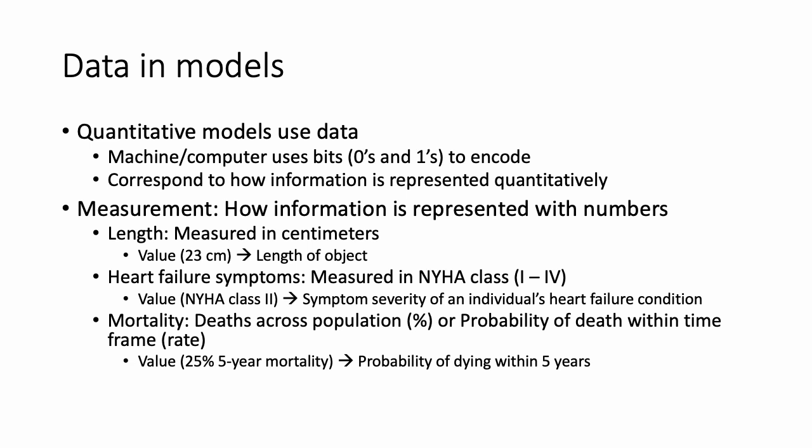Again, as we get more complex, you start to see how the information can be represented in different ways. Mortality, for example, can be represented as the deaths across some population as a percentage, or it can be represented as the probability of death within some time frame, which we think of as a rate. So, for example, if I said someone has a 25% 5-year mortality, that's the data, or the measurement corresponding to the probability of dying within 5 years. Again, that's the information.